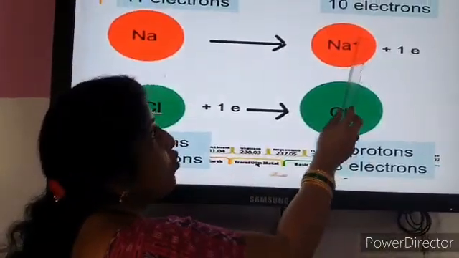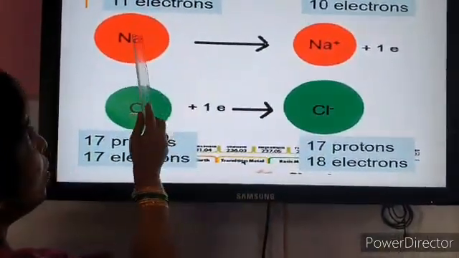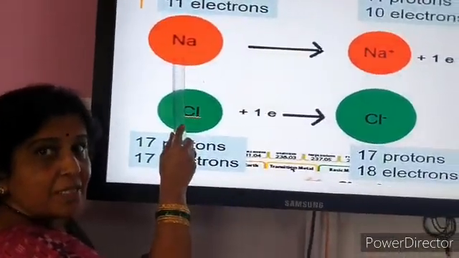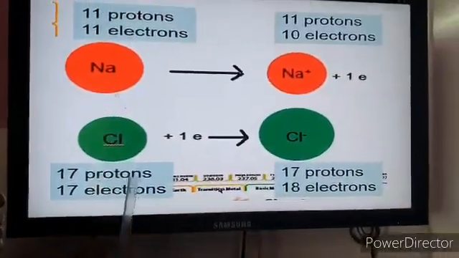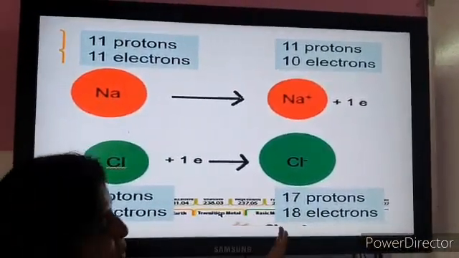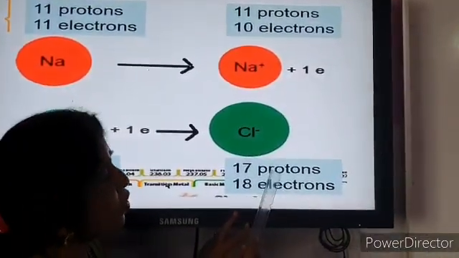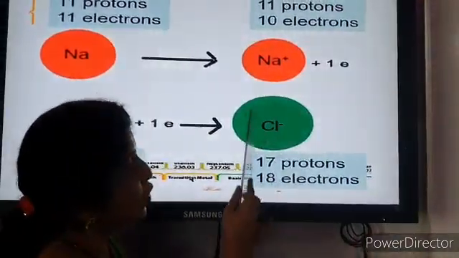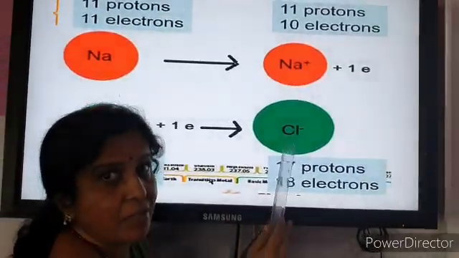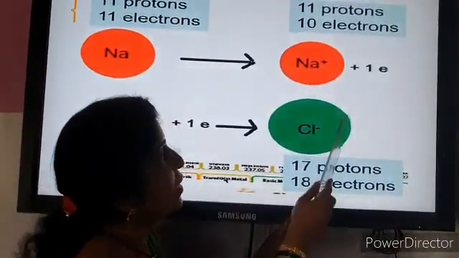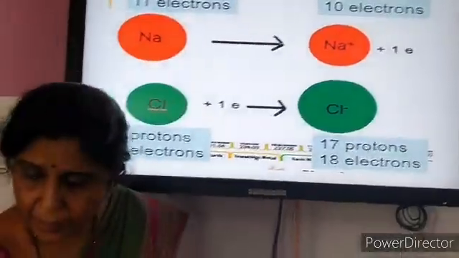Therefore, the size of the positive ion is smaller than the neutral atom. And in case of a negative ion, what is happening to the number? Here electrons are more compared to protons. Therefore, the nuclear charge decreases, or the nuclear attraction decreases, and the size of the chloride ion is bigger.